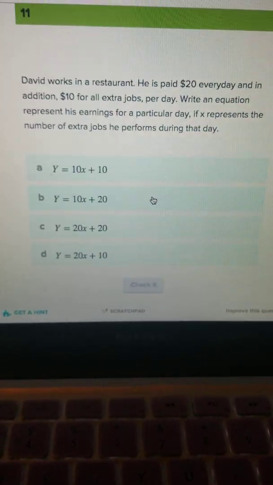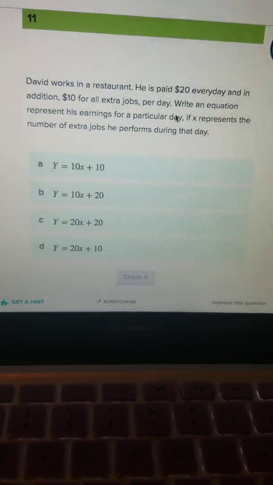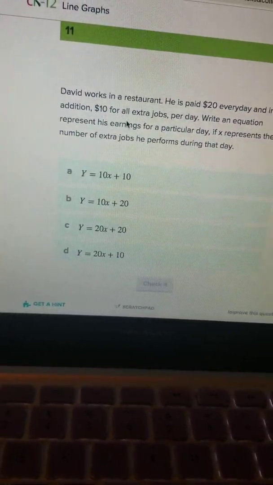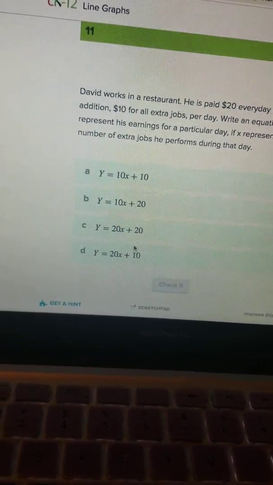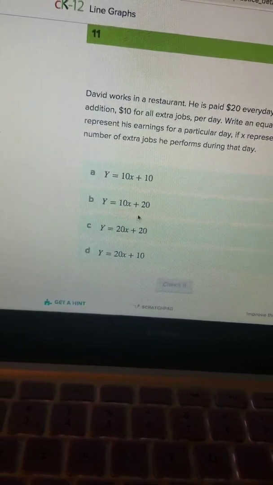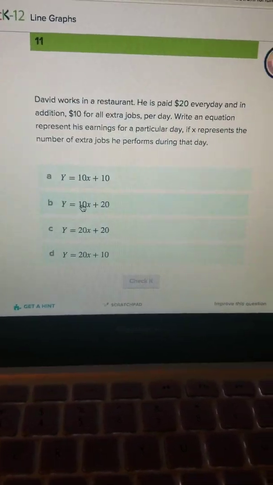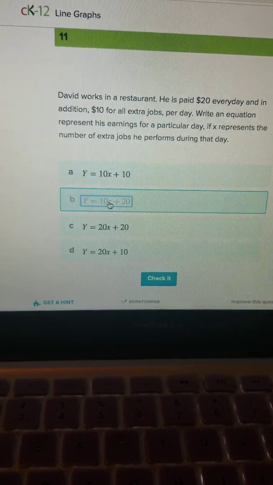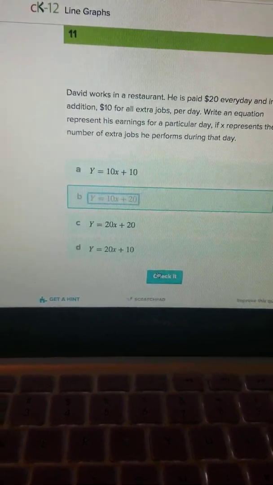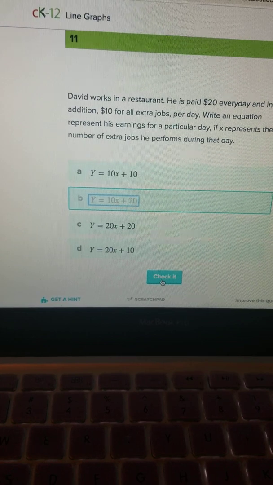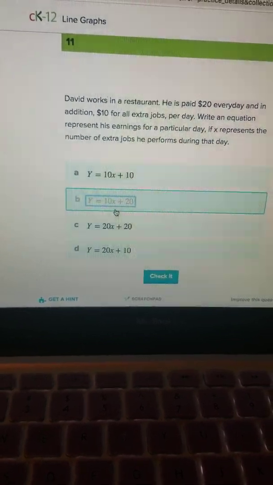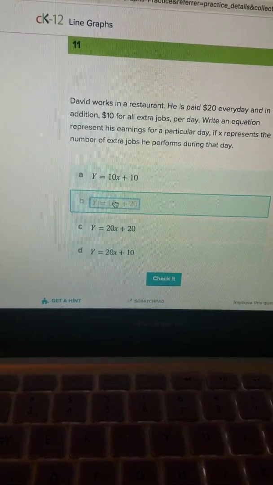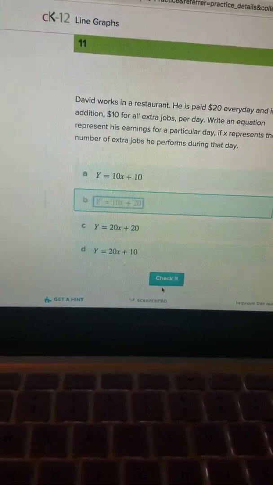All right. David works in a restaurant. He's paid $20 every day, and in addition $10 for all extra jobs. Write an equation: $20 a day plus $10 for each extra job. That's what the X stands for, each extra job. If he did one job, he made 30. Two jobs, 40. Three jobs, 3 times 10 is 30 plus 20 is 50.